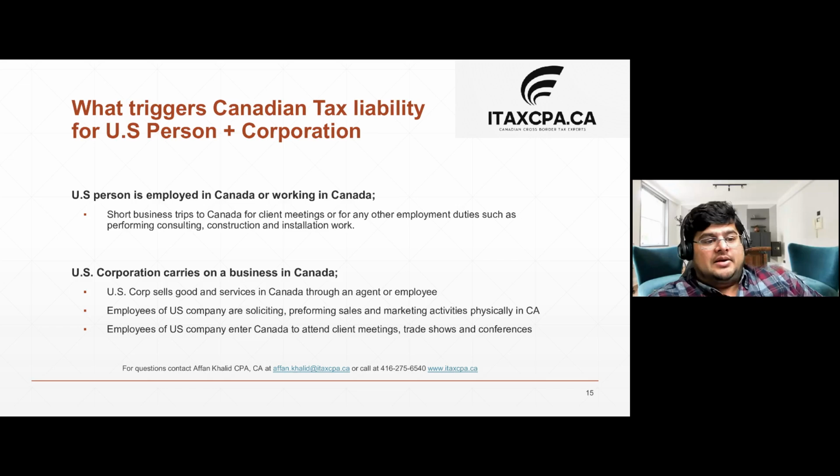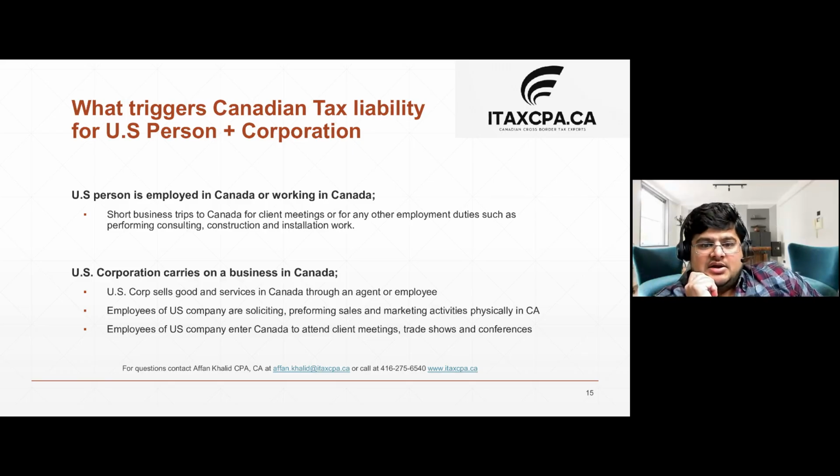If you have employees of a US company who are soliciting or performing sales and marketing activities physically in Canada. If you're doing it remotely using social media platforms, or Google ads and Facebook, Instagram, TikTok, whatever, you should be fine. That should not trigger any income tax obligation. But the moment you are sending your employees to Canada for client meetings, client service, consultation, installation work, construction, or whatever, that's the trigger for both the employee and the corporation. And we can submit the waivers.